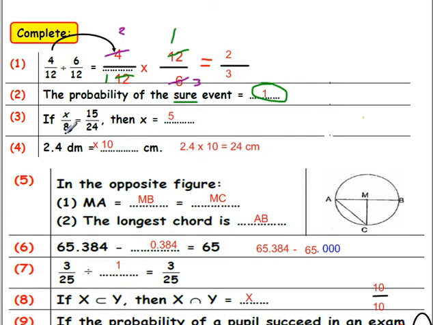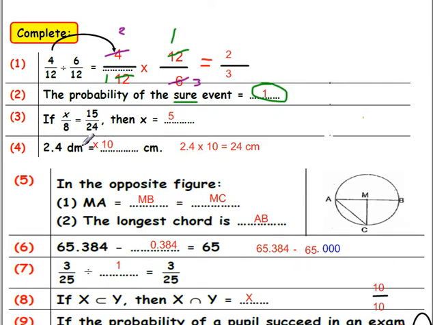If x divide 8 equals 15 divide 24, then x will be equal what? 8 become 24. How? Yes. If you times 3, 8 times 3 equals 24. So in here x times 3 equals 15. What is the number that you can times by 3 and get 15? Yes, it's a 5. 5 times 3 equals 15. 8 times 3 equals 24. So x will be equal 5.